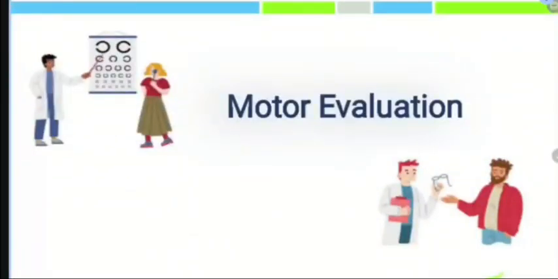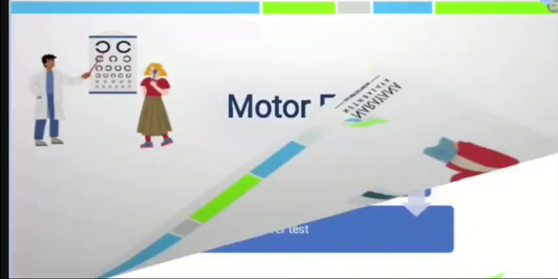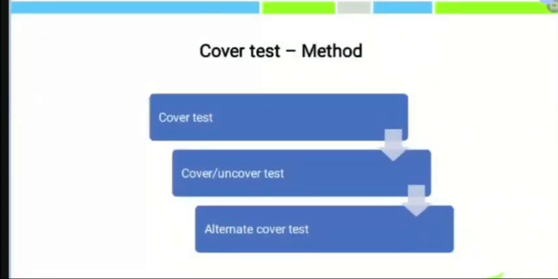So as sensory evaluation is done, I hope the sensory evaluation part is quite clear for everyone. And now it is a motor evaluation. So in motor evaluation, we need to know different things, and the first thing will be the cover test. In the cover test, we have different types like the cover-uncover test and the alternate cover test. So how can we perform this?